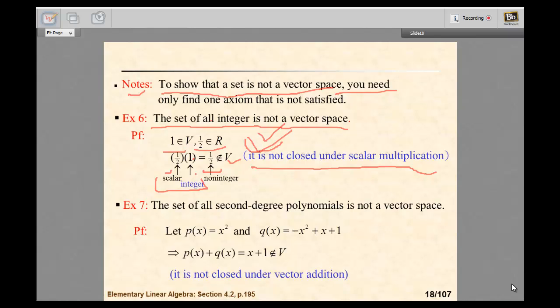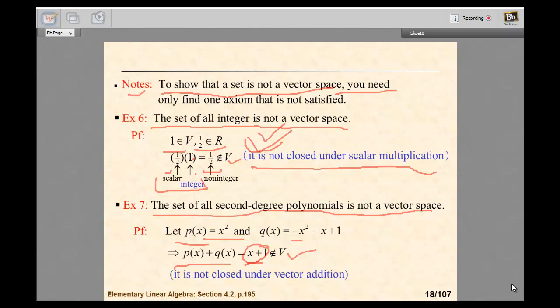Similarly, the other example says that the set of all second degree polynomials is not a vector space. So again, we will check all the 10 properties. It holds the commutative law, associative law, existence of identity, existence of inverse. But when you check just the first law, that is when you are adding two vectors, px plus qx, so x square minus x square, when you get x plus 1, it is not a second degree, it is 1 degree. So it means it does not belong to a vector space.